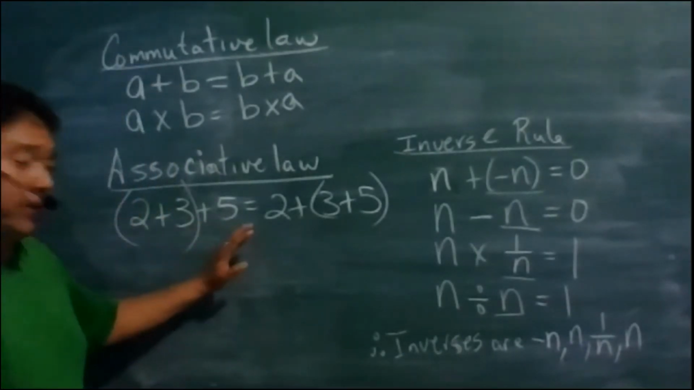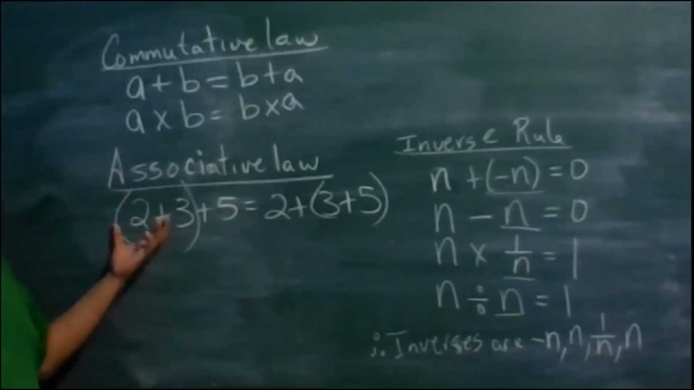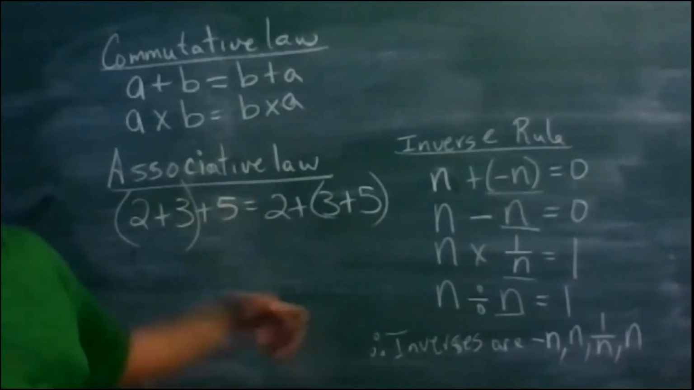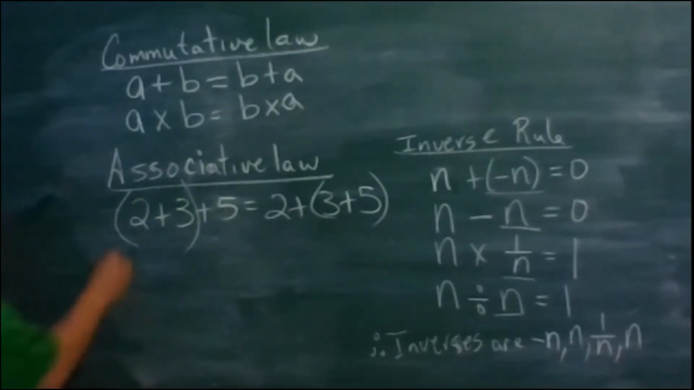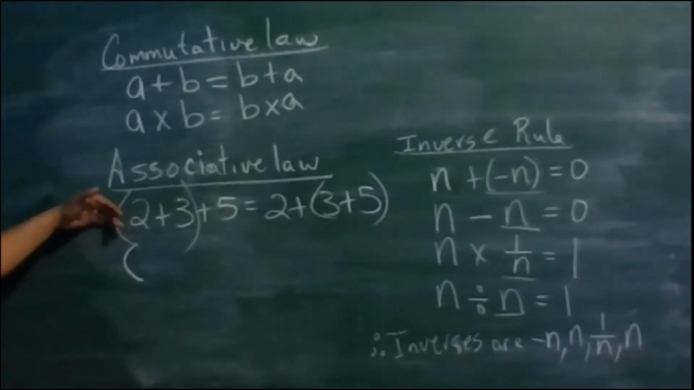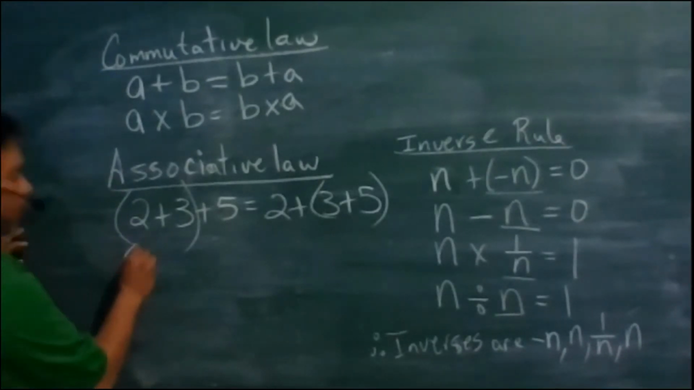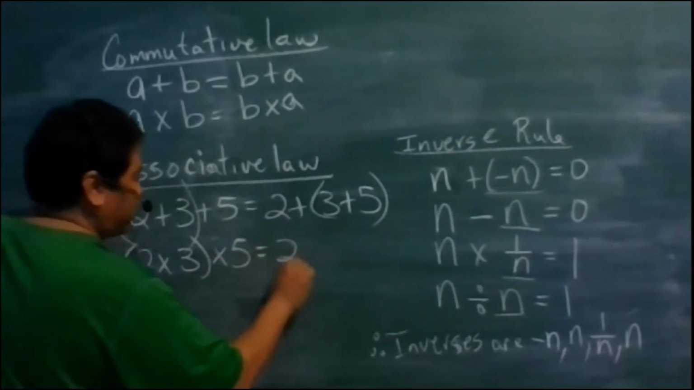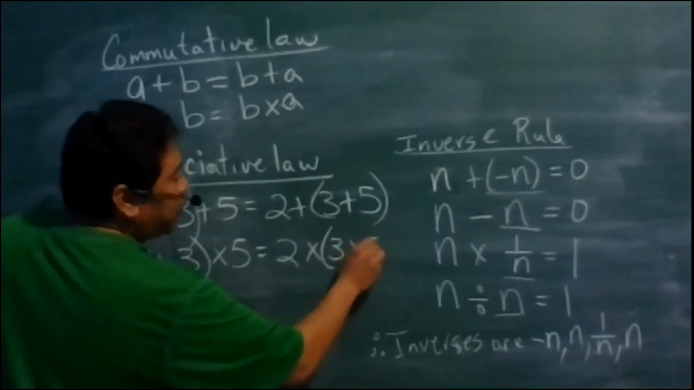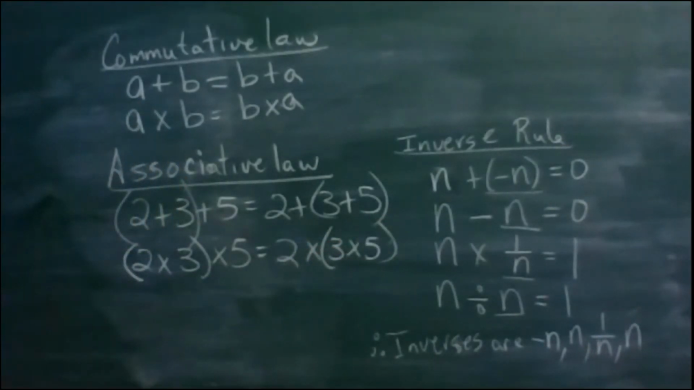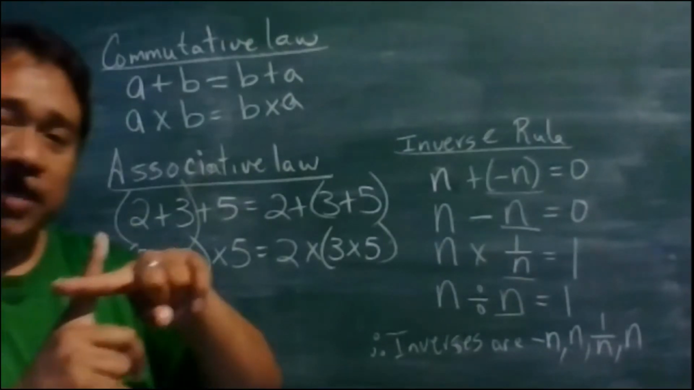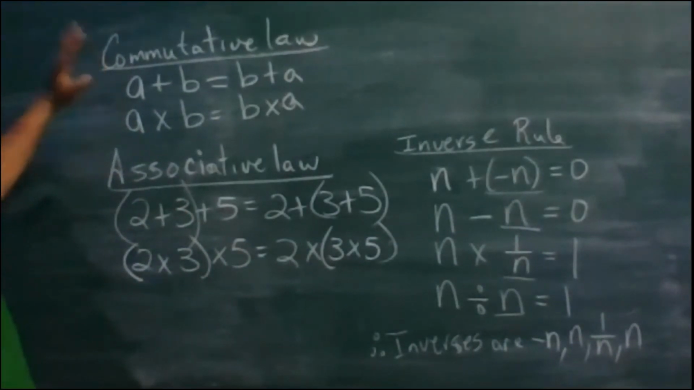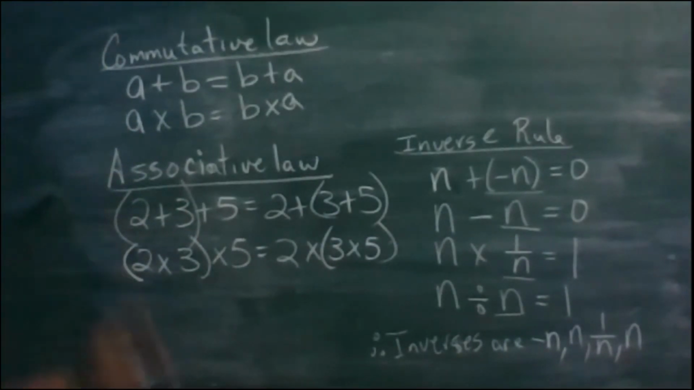If I have three numbers, if I group the first two, or if I group the last two, if at the end my answer is the same, it is associative. And again, associative follows commutative. So if it's not commutative, it will not be associative. And if it is not associative, it will not be commutative. Meaning that only addition and multiplication are commutative, so they will also be associative.